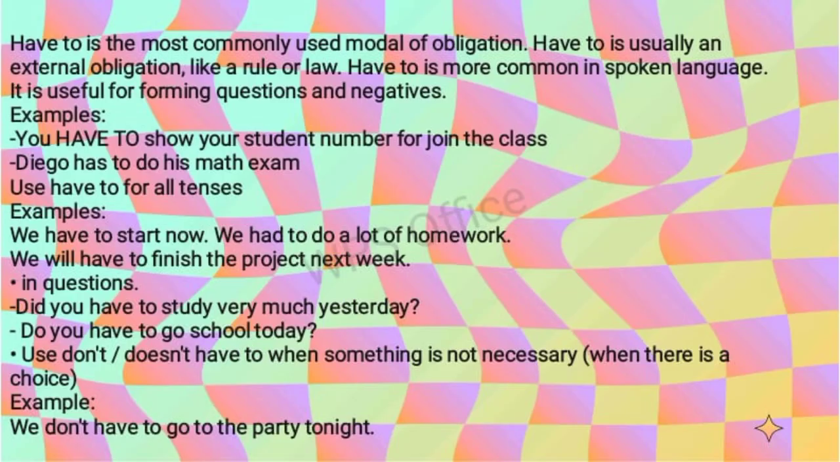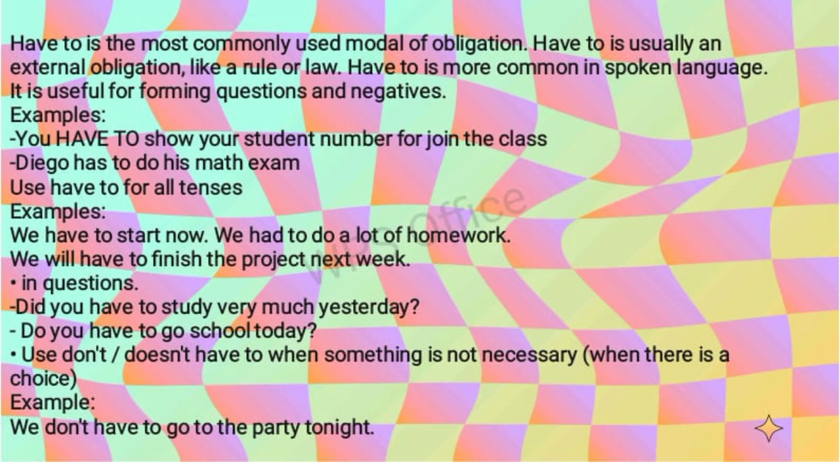Have to is the most commonly used modal of obligation. Have to is usually an external obligation, like a rule or law. Have to is more common in spoken language. It is useful for forming questions and negatives. Example: you have to show your study number for joining the class. Diego has to do his math exam.